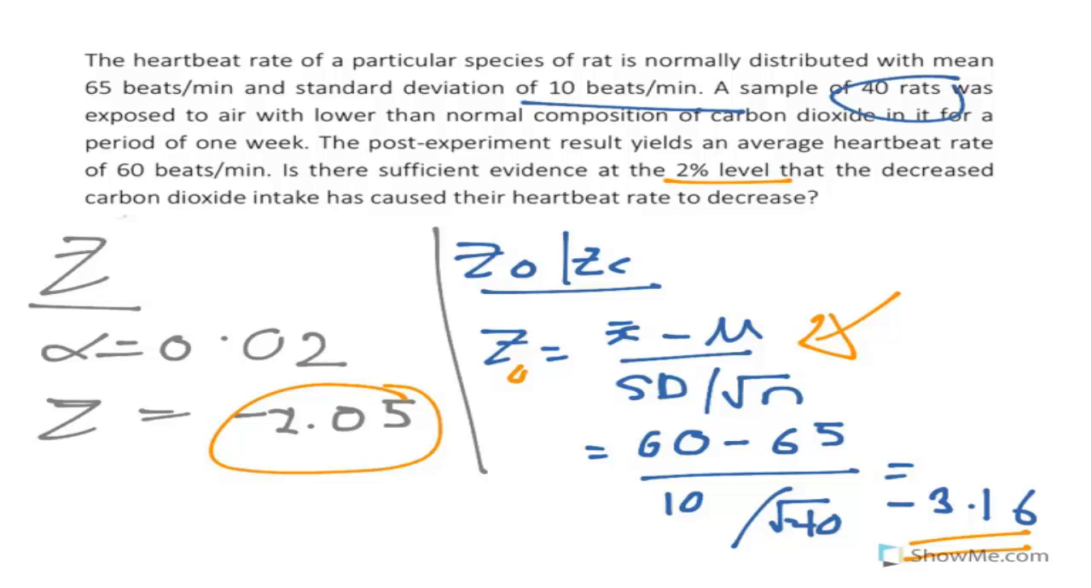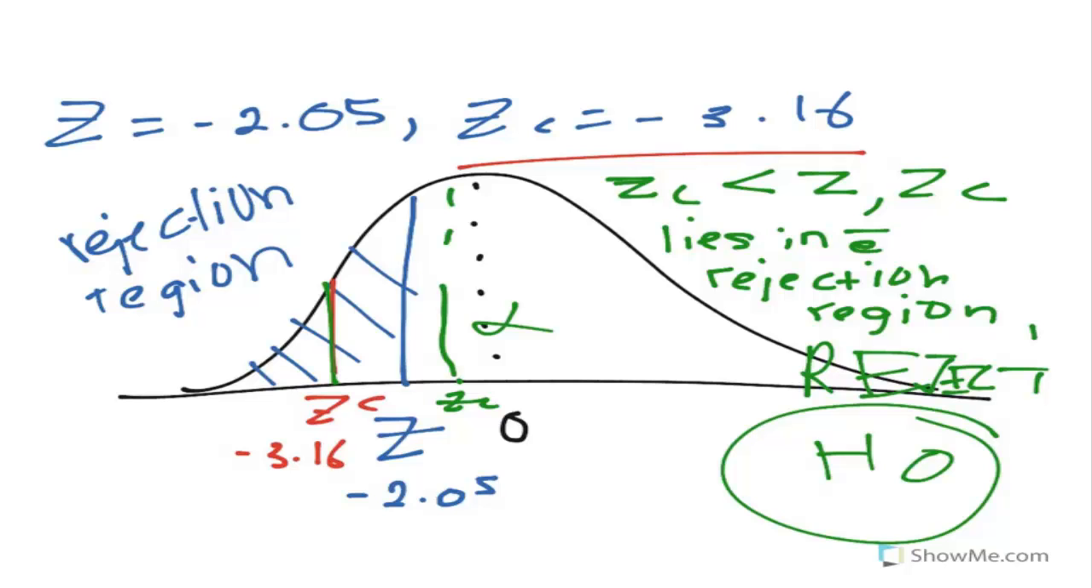Once you have these two, yay, it's so good already. You are able to make a statement. So you draw a graph, and once you have drawn a graph, you compare your z and your zc, which is their position. This value over here, and this value over here, they are known as critical values. So the critical value of z is negative 2.05 and the critical value of zc is negative 3.16. Anything that is beyond z, not zc, is known as the rejection region, and if zc is in the rejection region, we reject H0. If it's not in the rejection region, we do not reject H0. We fail to reject H0.